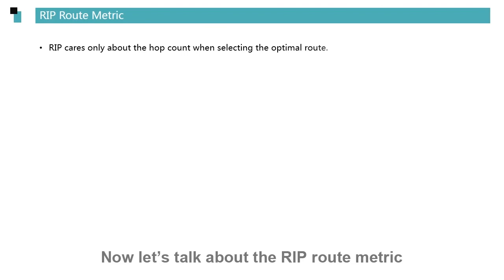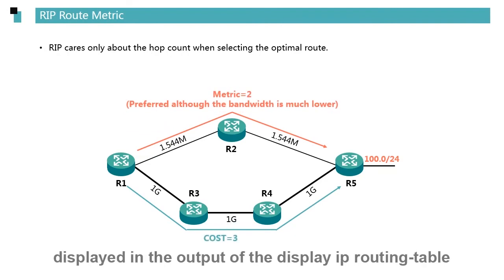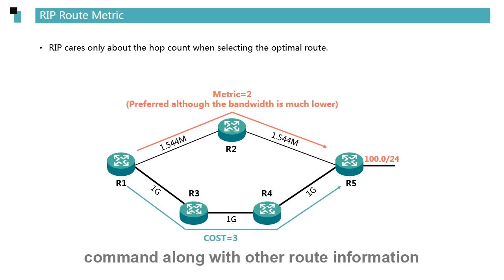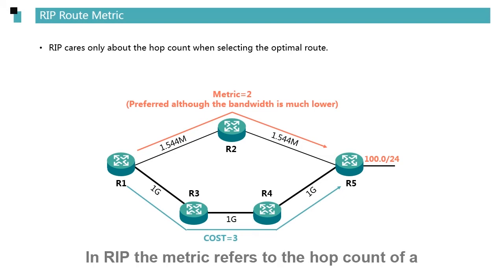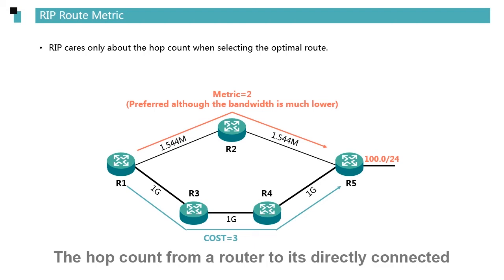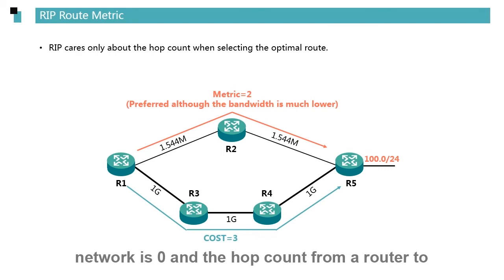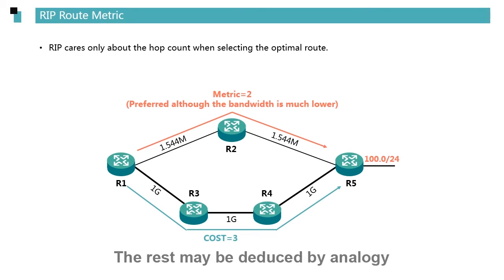Now, let's talk about the RIP route metric. The metric is also called the cost and is displayed in the output of the display ip routing-table command along with the other route information, such as the protocol and priority. In RIP, the metric refers to the hop count of a route, or the number of routers along the path to the destination. The hop count from a router to its directly connected network is 0, and the hop count from a router to a network that is reachable through another router is 1. The rest may be deduced by analogy.